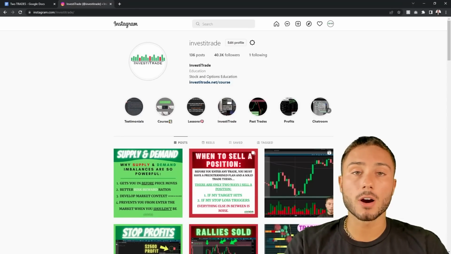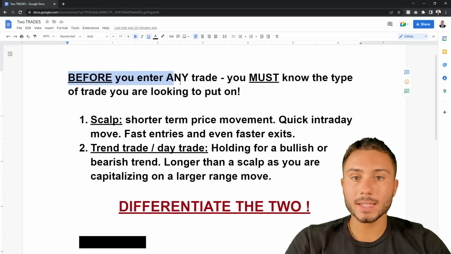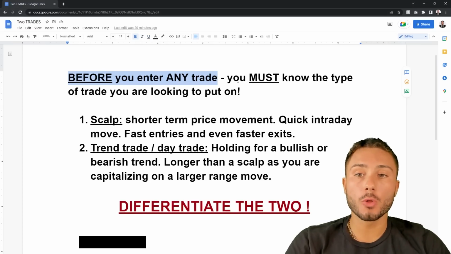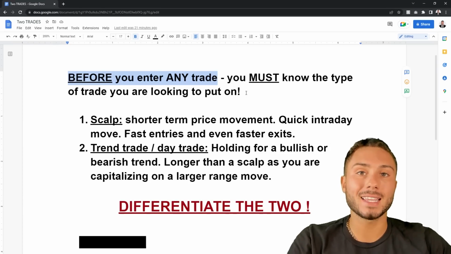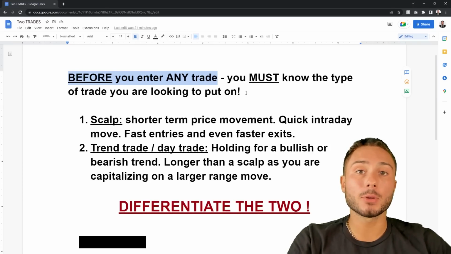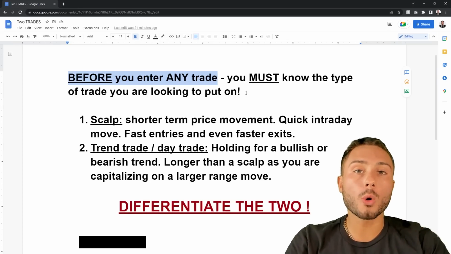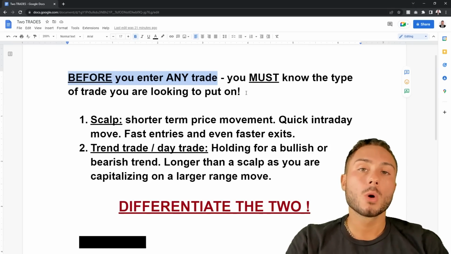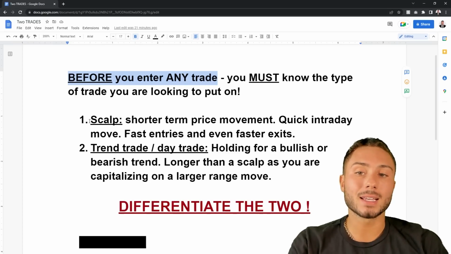But now let's get right into the charts. As I said earlier, before you enter any single trade, you must know the type of trade you're looking to put on. I review a bunch of members' trades in the Investor Trade community, and one of the most common mistakes that I see with traders is they don't know the setup they're looking to enter, and because of this, they treat every single trade they take the same, when finding success in the markets is being able to adjust and bend according to the setup that we see in front of us, because not every single trade will be the same. What I mean by this is the first trade is a scalp.